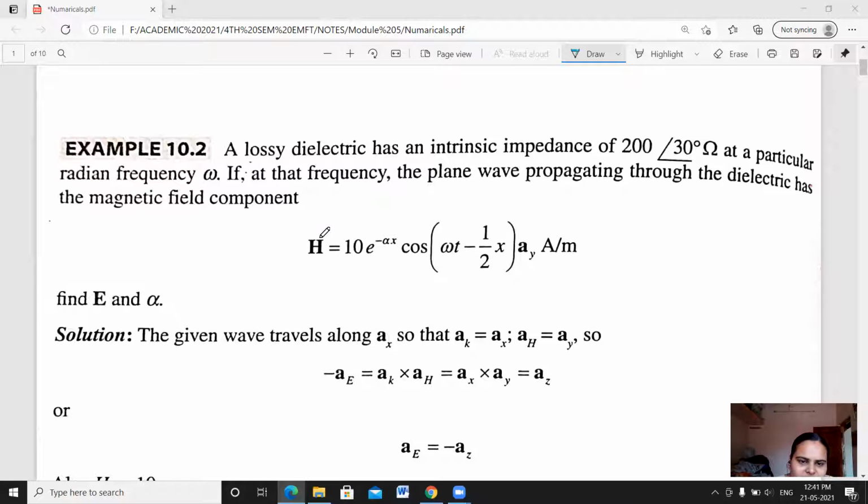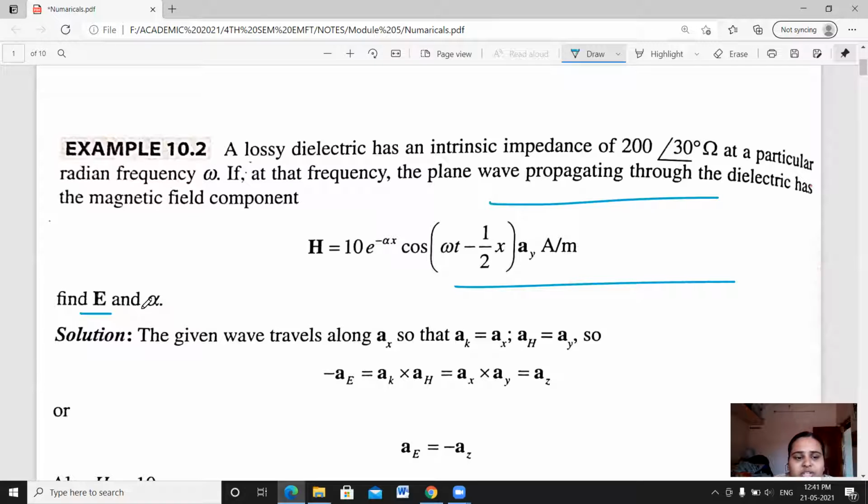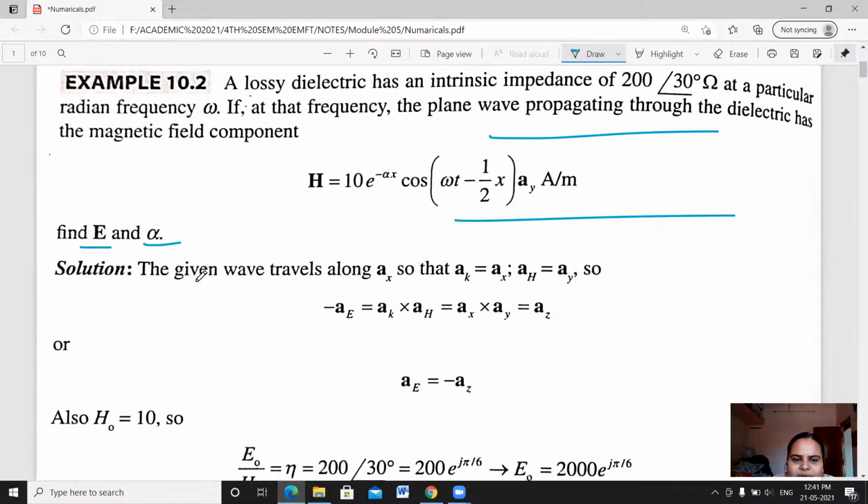component, that is here it is given as H equals 10 e raised to minus alpha x cos(omega t minus 1/2 x) in the ay direction. This is the given question. From this, we have to find out our electric field intensity and also the value of our alpha. The given wave travels in the ax direction.